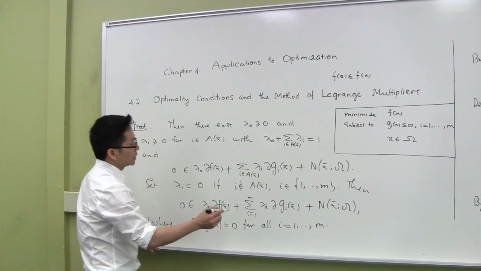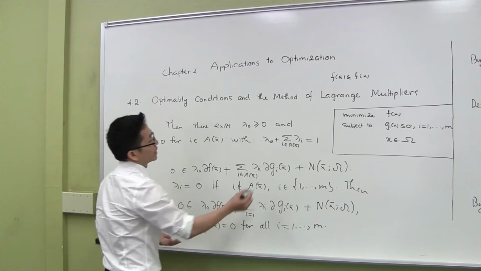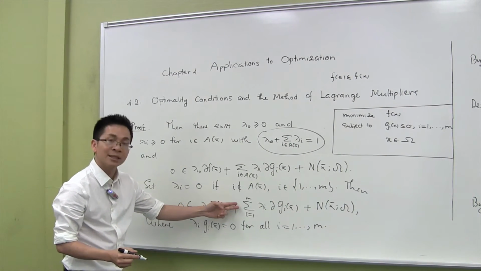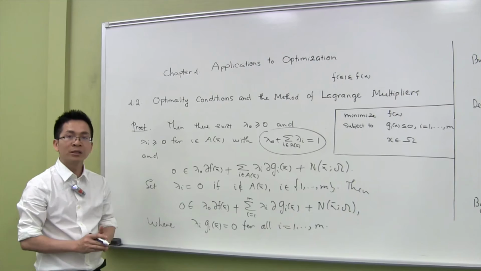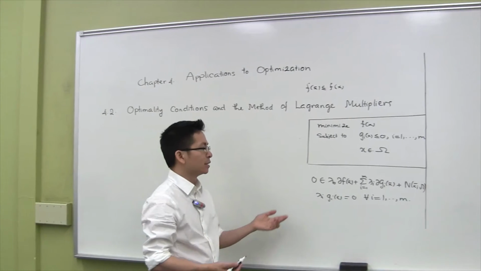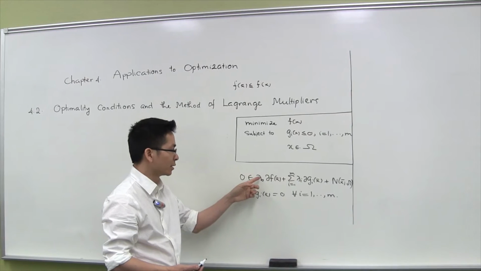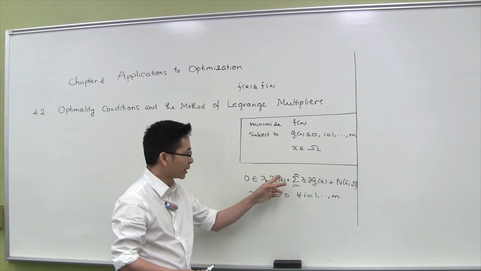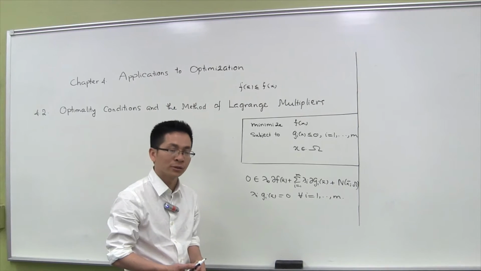Okay, so we have found multipliers lambda I for I runs from 1 to m that are not 0 simultaneously because of this condition, and at the same time this inclusion is satisfied and the complementarity condition is also satisfied, and therefore the proof of the theorem is complete. In many applications, we need conditions in order to guarantee that lambda naught is not equal to 0 in this inclusion, and therefore by dividing both sides by lambda naught, we can assume that lambda naught is equal to 1.